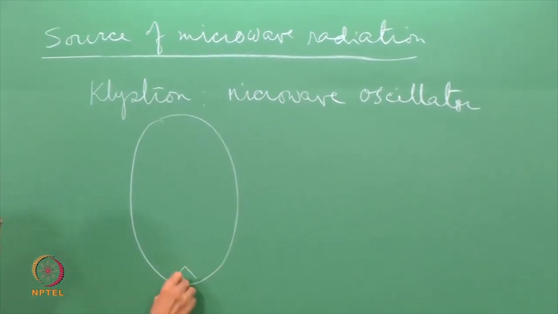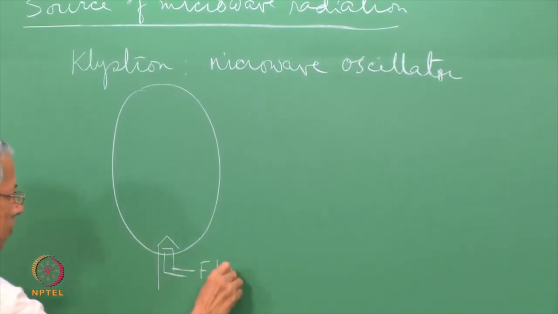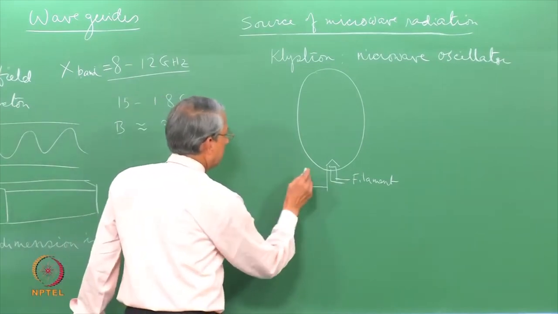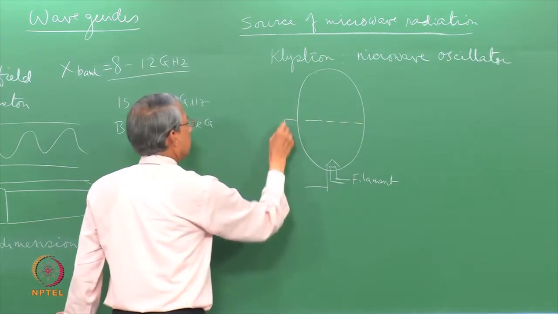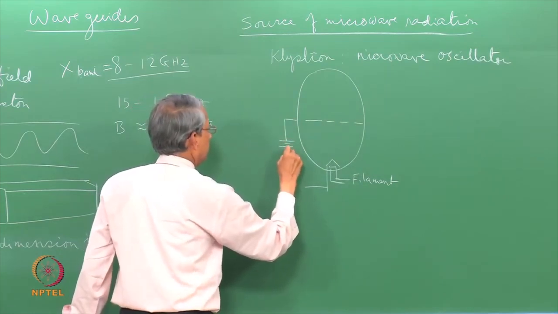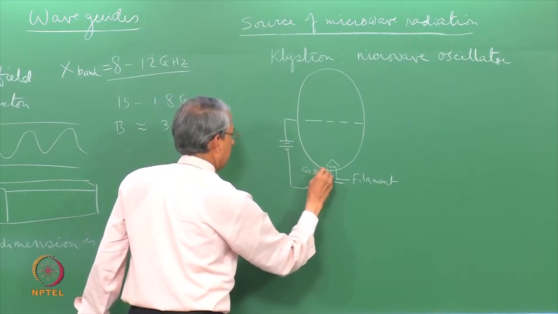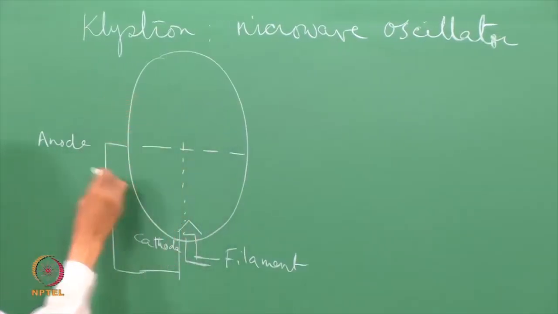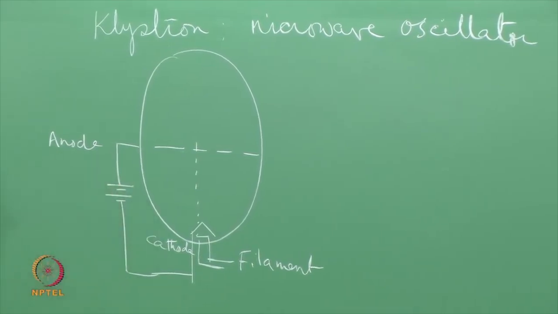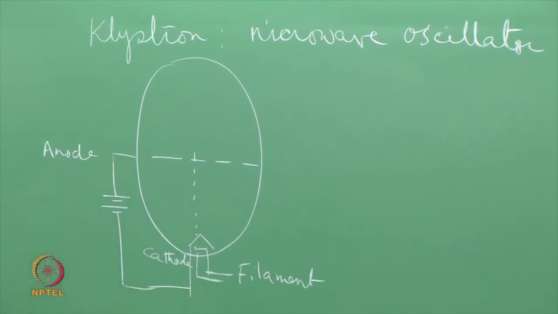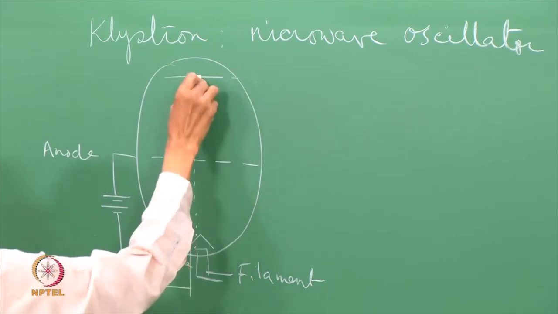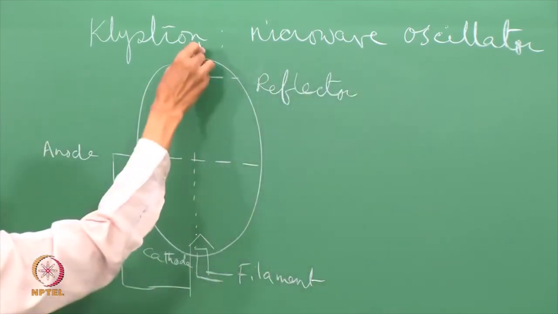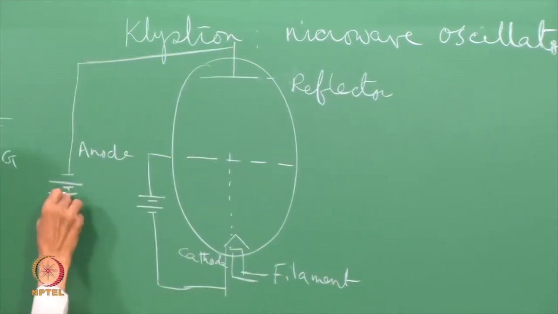There is a filament which is heated and it produces electrons. Now, there is a cathode here. This is called the cathode, this is called the anode, and these electrons are accelerated through this anode at a very high positive potential. And then there is another electrode here which is called the reflector, and this is kept at negative potential with respect to the cathode.